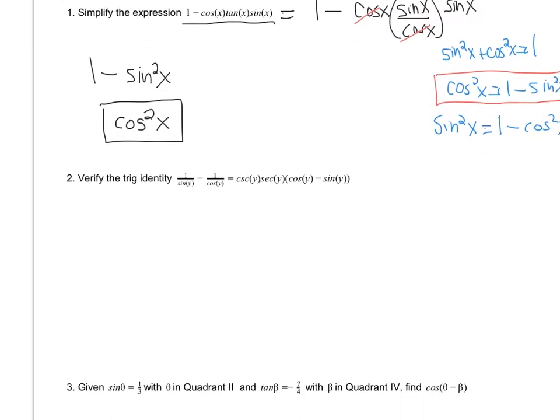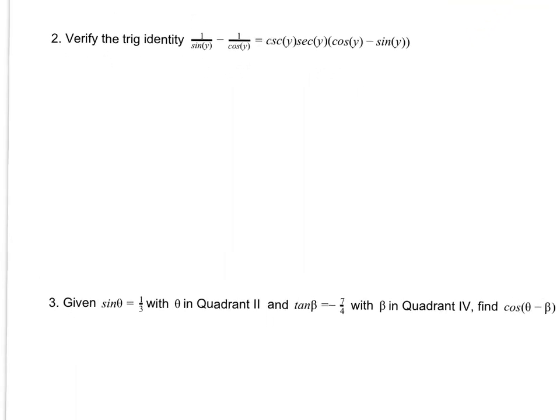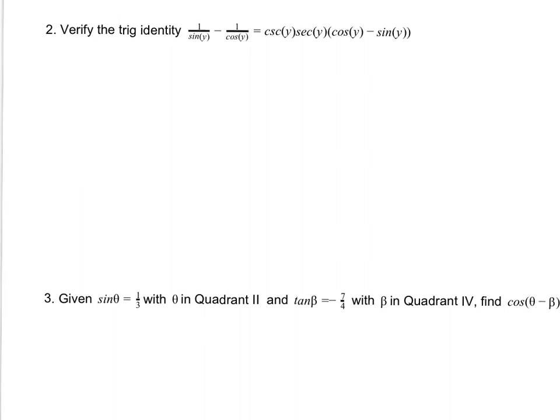Okay, let's look at number 2. Number 2 says, verify the trig identity 1 over sine y minus 1 over cosine y equals cosecant y secant y, parenthesis cosine y minus sine y. So kind of a lot going on here. To verify, we're going to try to start on one side and work our way to the other side. There is no right answer, but I'm going to start on the right side because there seems to be more stuff going on. And I notice I have these parentheses around these two, so that's going to be key.